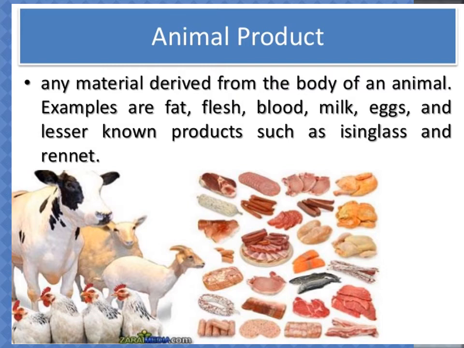Animals provide us egg, milk, and meat, that is flesh. Eggs are good sources of protein, iron, and vitamins A, D, E, K. These are the vitamins there.